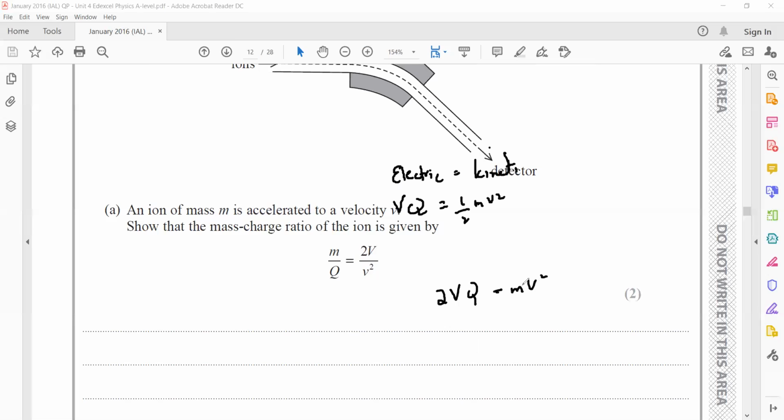Don't cancel this voltage with this. This is velocity v. So better to use capital V for voltage and small v for velocity. I need the mass to charge ratio. So mass divided by charge is equal to 2 times voltage divided by v squared. So you can see it's a similar ratio.